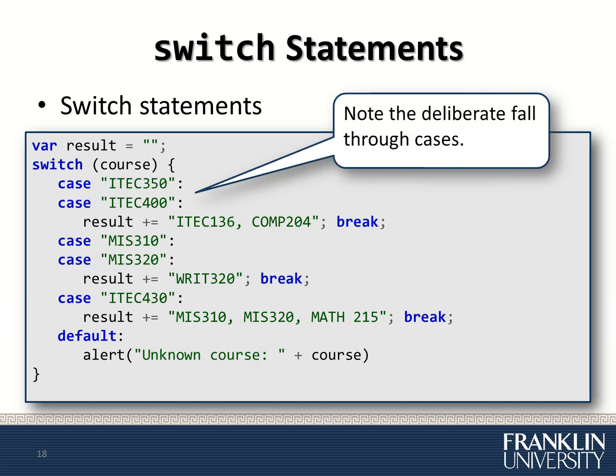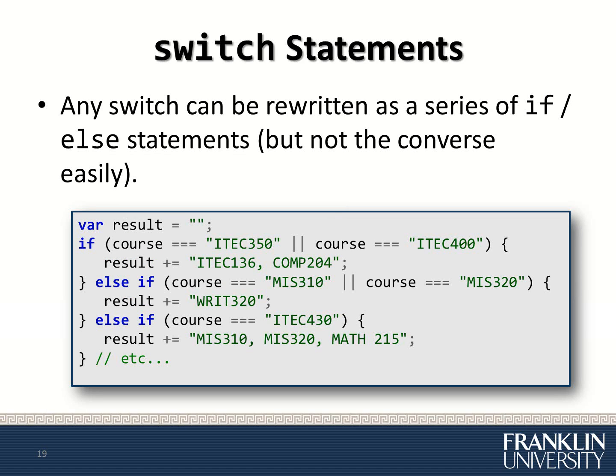These are the deliberate fall-through cases, and you can take advantage of these. These are the same things in if statements as ors, if the course is equal to this or that. And any switch can be rewritten as a series of if-else statements, but it's not easy to rewrite every if-else as a switch because if-elses are also suitable for testing ranges, which switches are not suitable for. So here is that same code rewritten as a series of if-else statements.